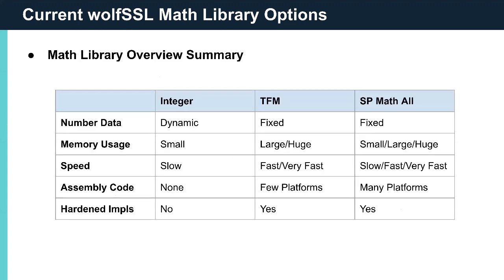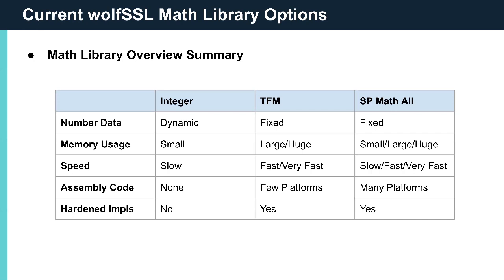So here's a summary comparison between the three math libraries. Number data is dynamic in our integer library, fixed in the TFM and SP Math All libraries. Memory usage is small with the integer library, large or huge with TFM, and can be anywhere from small to large to huge with SP Math All. Speed: the integer library is the slowest. TFM can be fast or very fast. And SP Math is, again, slow to very fast, depending on configuration.